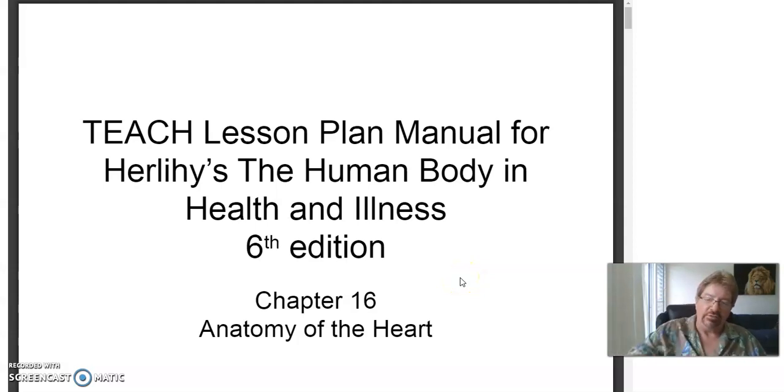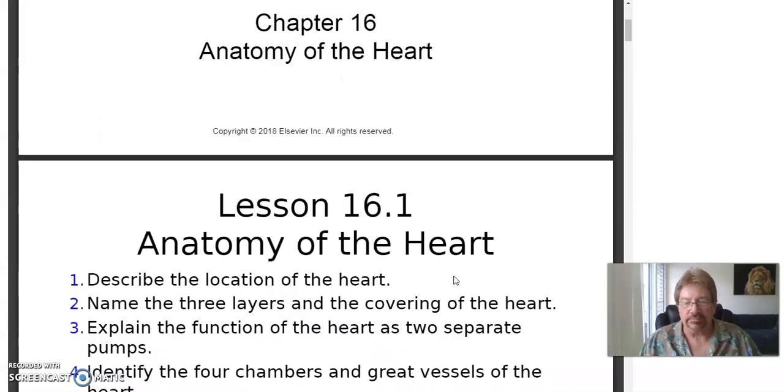We have some more exciting, fascinating material today. We're going to go over chapter 16, Anatomy of the Heart. So tighten your belts and let's do it.